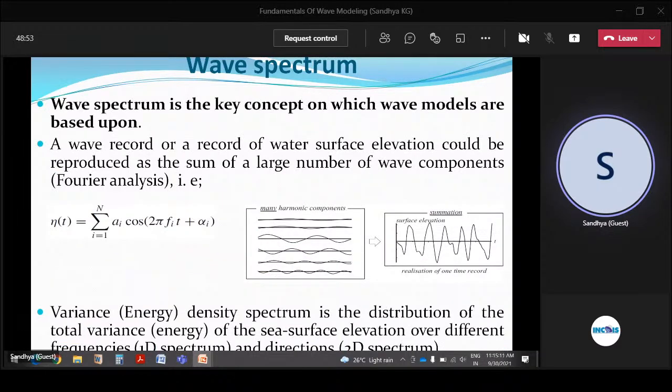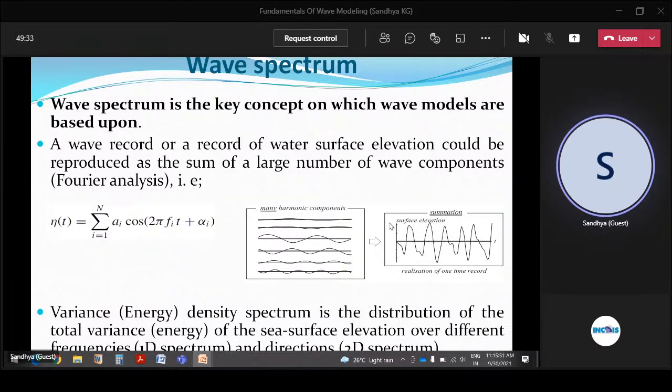Now, wave spectrum is the key concept on which the wave models are based. So here we will just explain what a wave spectrum is in a nutshell. You see a kind of wave record or wave profile at a particular location. This is the surface elevation at a particular location. This could be represented mathematically. Though I am showing some of the equations, we will not be going into the details of any equation. Those interested can refer to the standard textbooks.